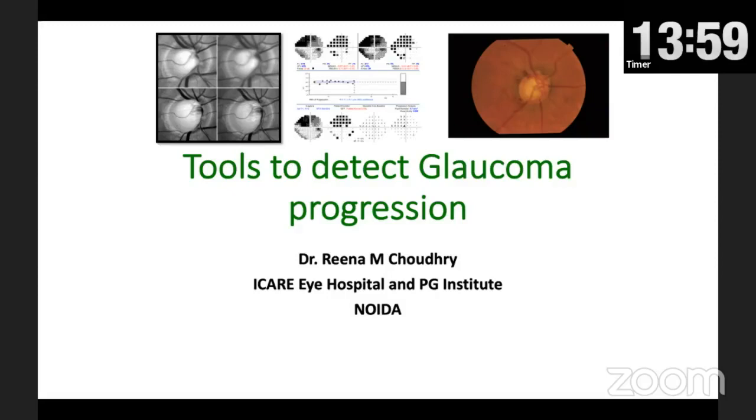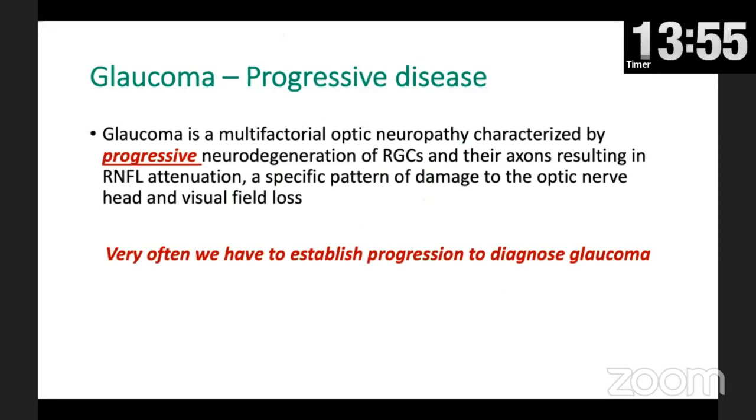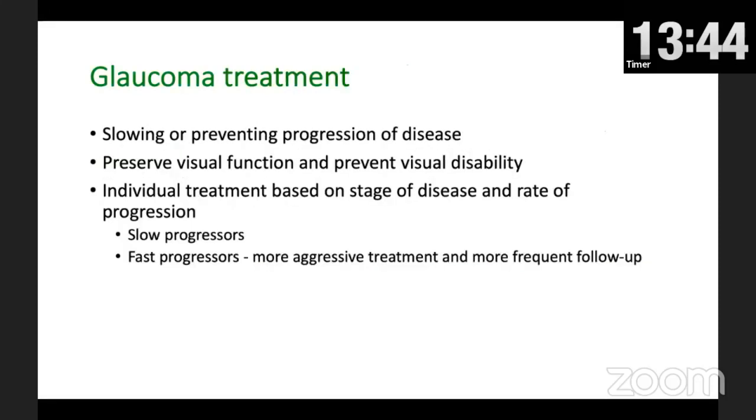which is a challenge for all of us in a day-to-day clinic. As Dr. Shweta already mentioned, glaucoma is a progressive disease, and even to establish the diagnosis of glaucoma, we need to establish that the disease is progressive. And also, what is it that we are aiming to achieve by treating these patients? We are basically trying to slow down or prevent progression of disease and hence preserve the visual function and prevent visual disability in this subset of patients.